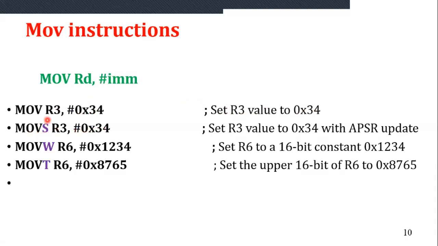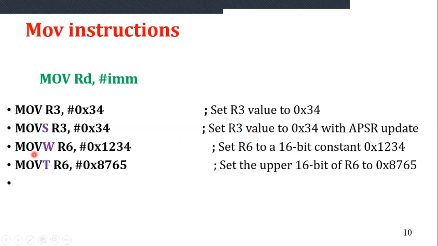Yes, we are going to use the S. If I use the S, then what will happen? It sets the R3 value to 34 and updates the APSR. In the previous case, my flag registers are not affected, but in this case, my flag registers are affected, whichever flags apply.